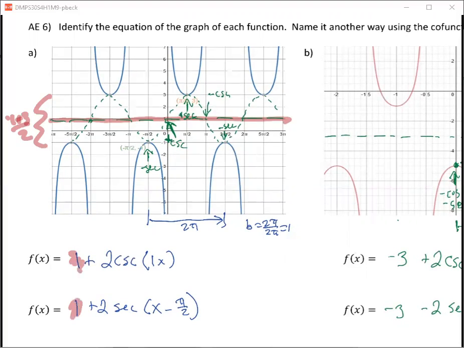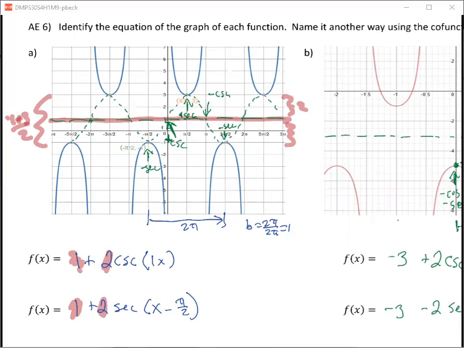So when I go to write my equations, the first thing I look for is my equilibrium. Second thing I look for is what is the amplitude of the sine or cosine graph? And the amplitude of the sine or cosine graph is 2. So the coefficient, or the a value, in front of the secant or cosecant is going to be 2.